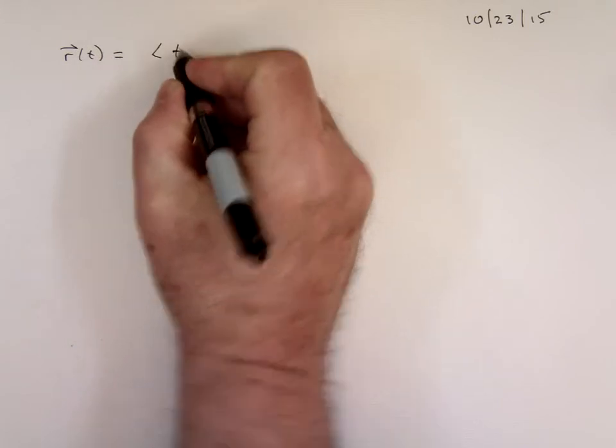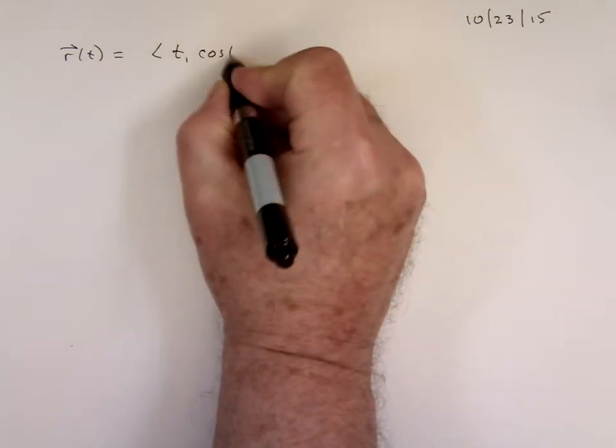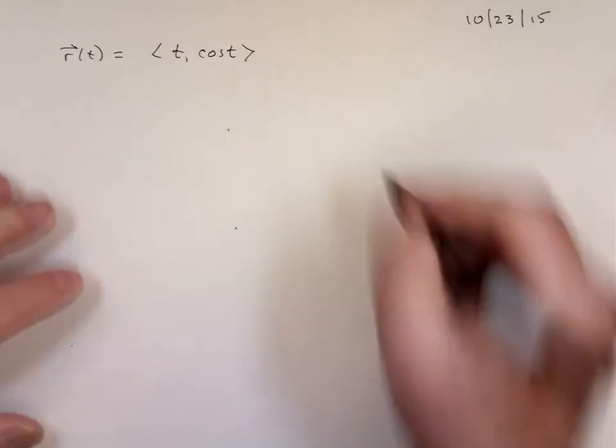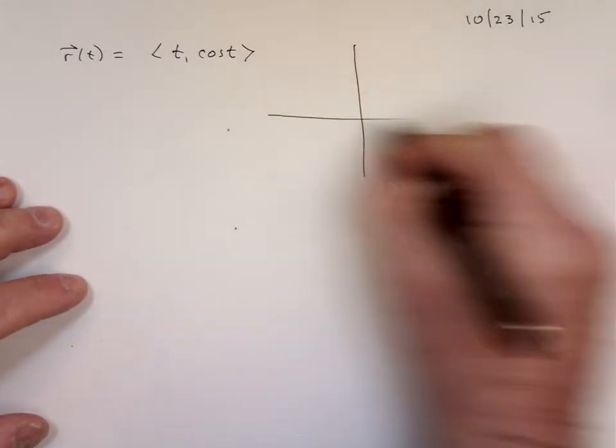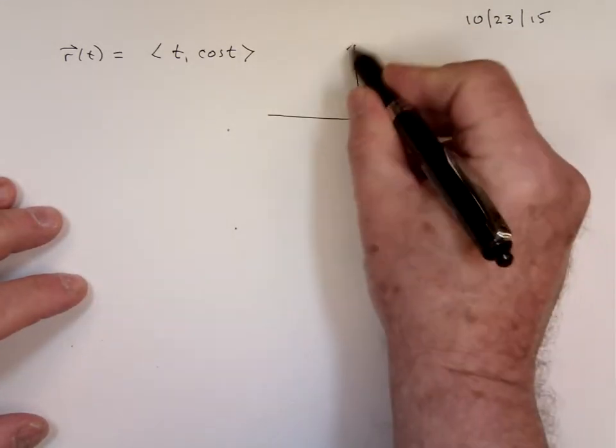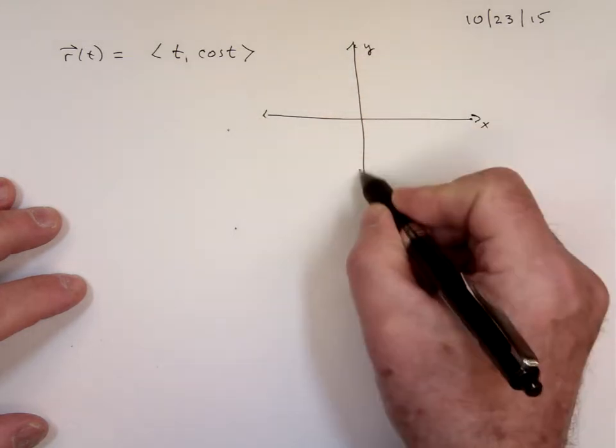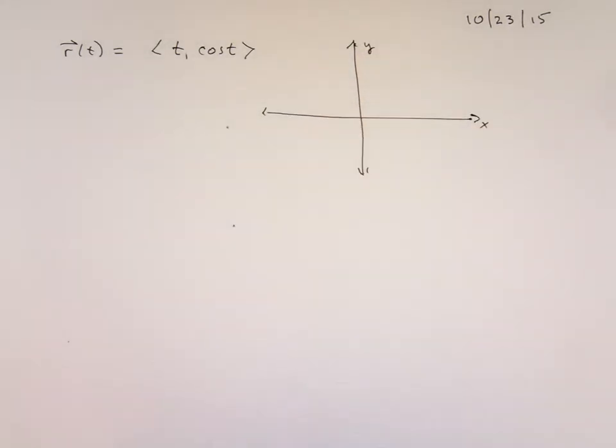r of t, cosine. We could actually draw this, see what's going on. You don't have to, but probably a good idea. We have basically here the path is a cosine.